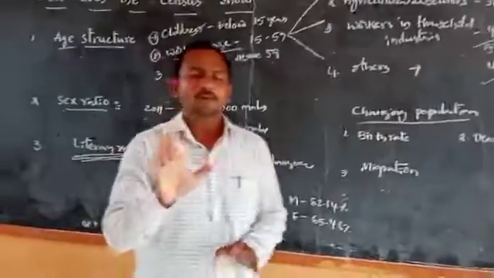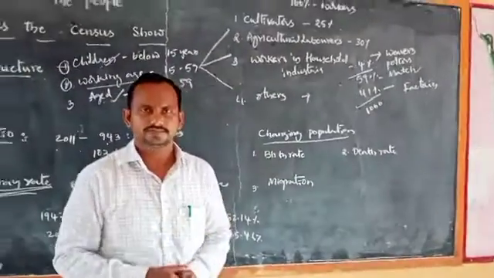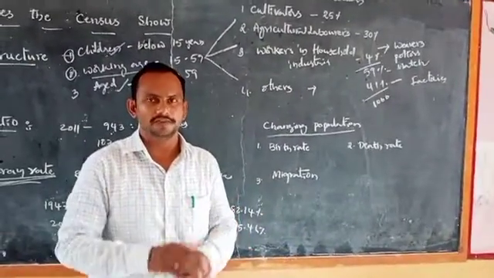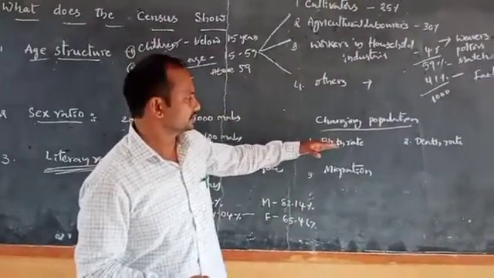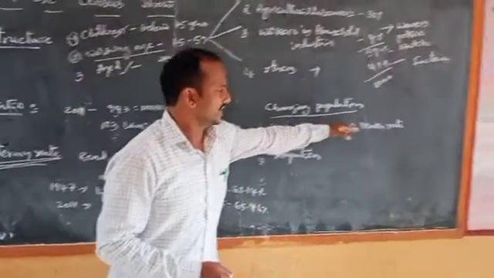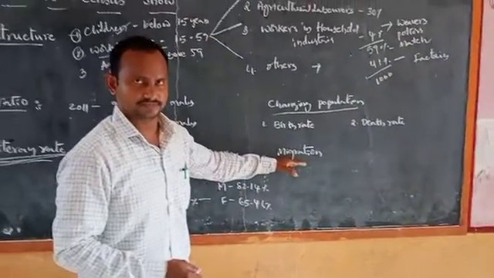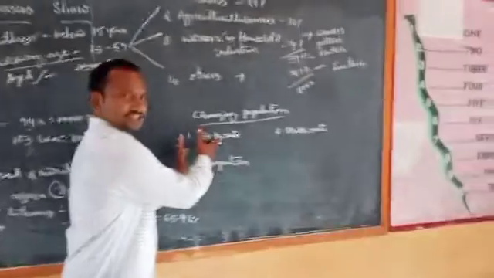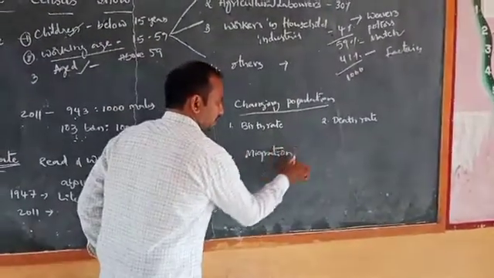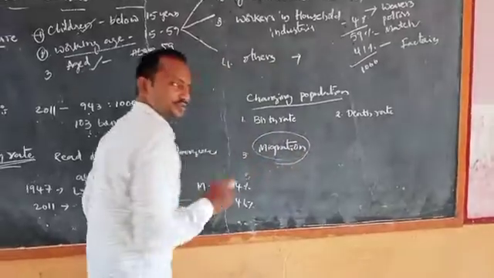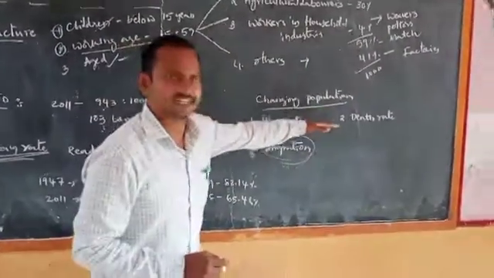See, population is dynamic, it always changes from time to time. It never remains the same. Population changes depending upon three factors: birth rate, death rate, and migration. For example, if no migration has taken place, then we have to consider the birth rate and death rate only.